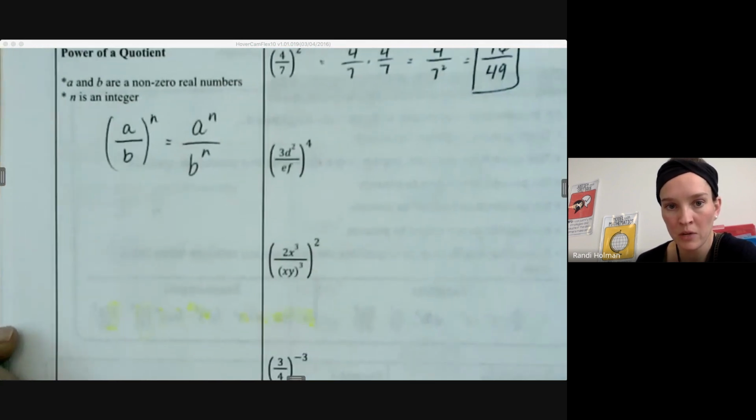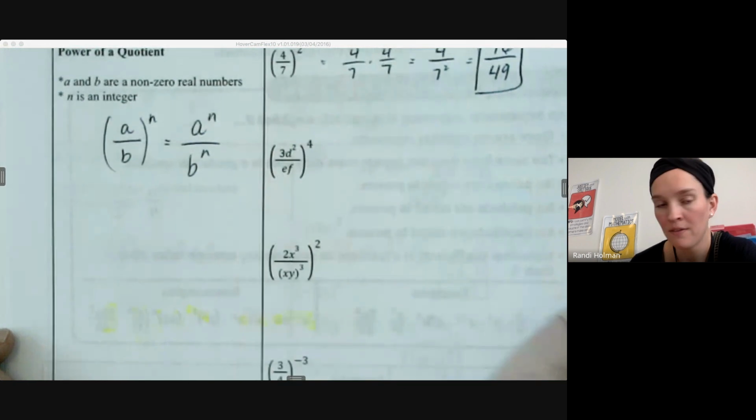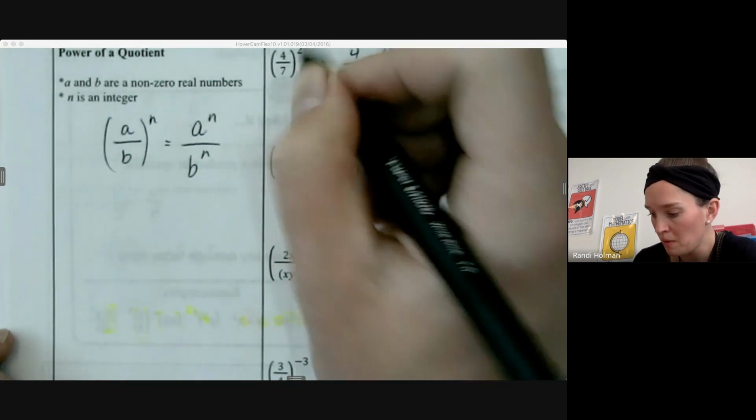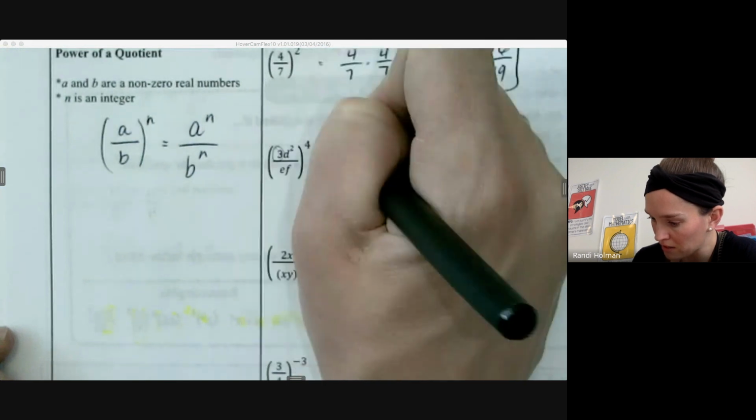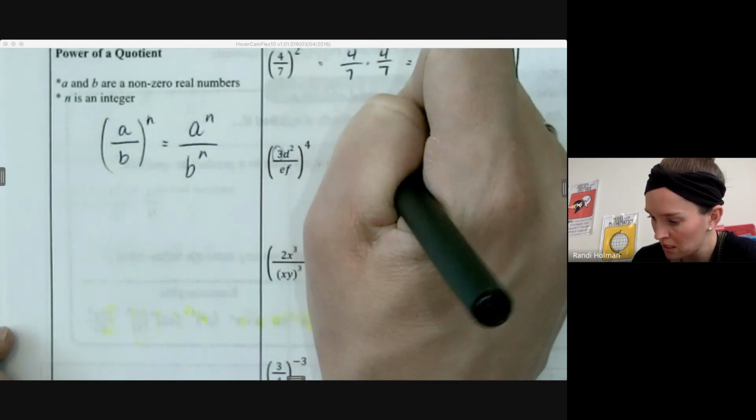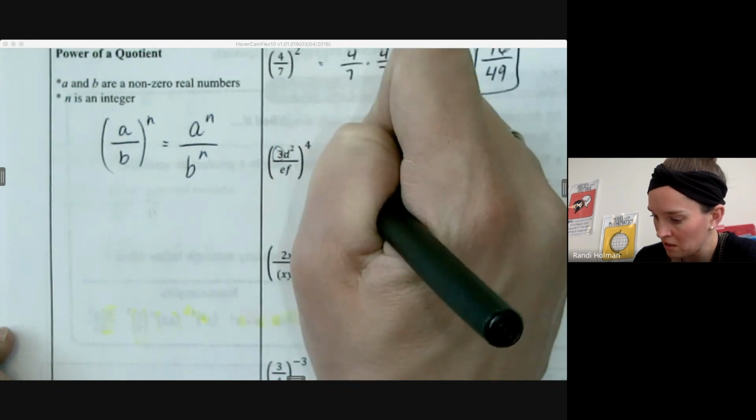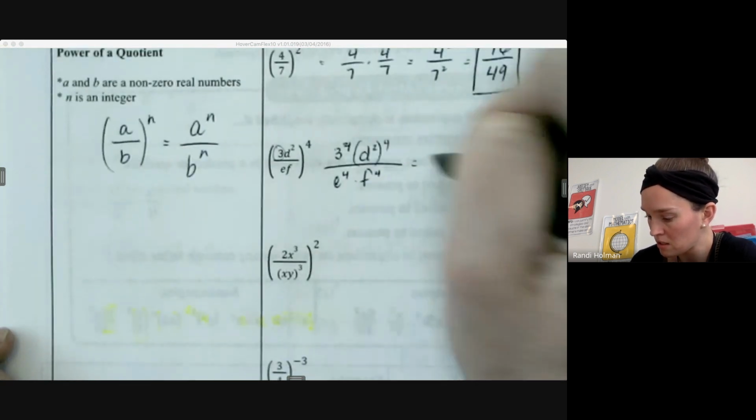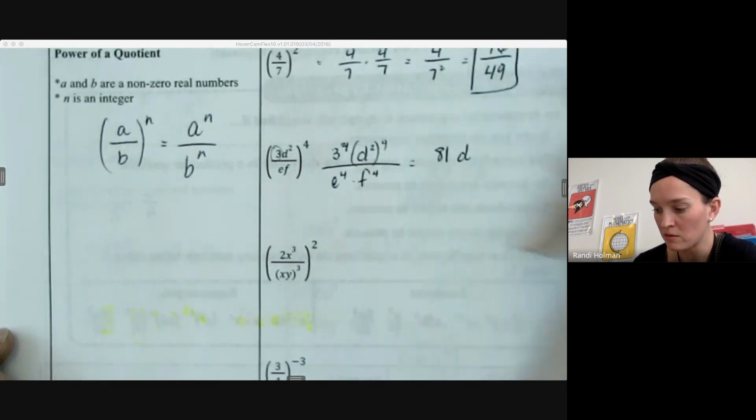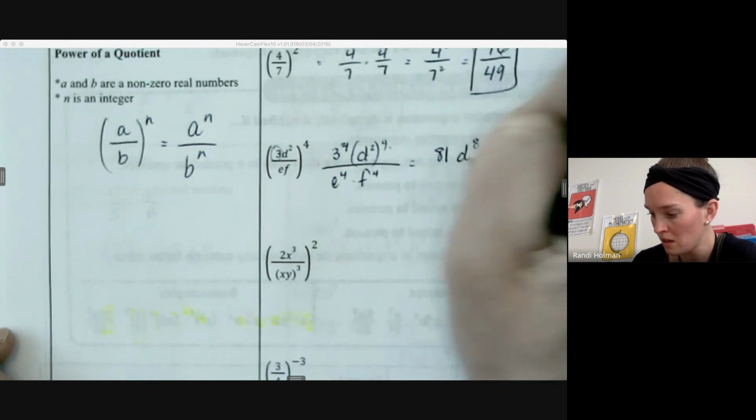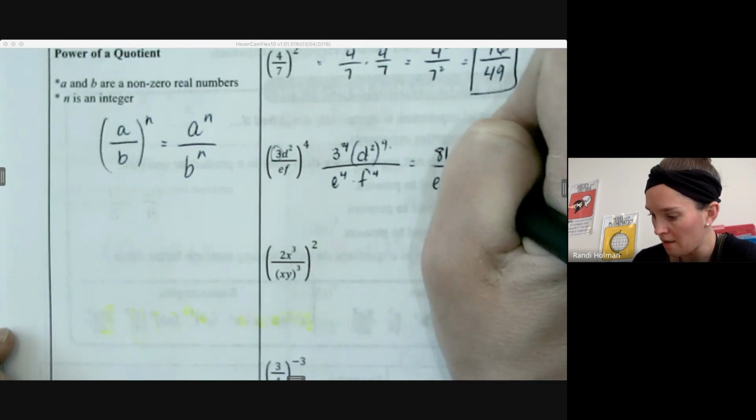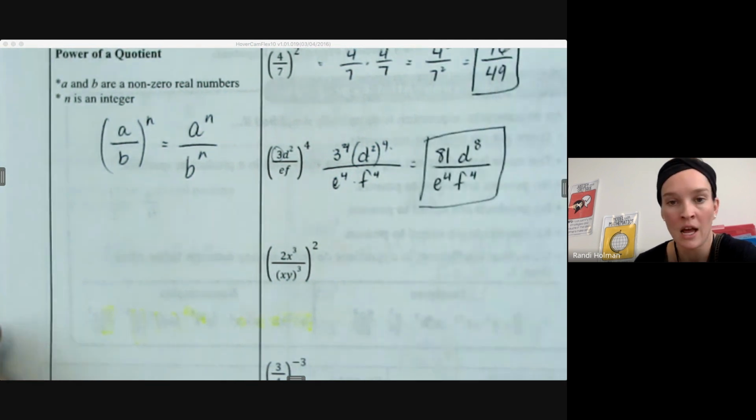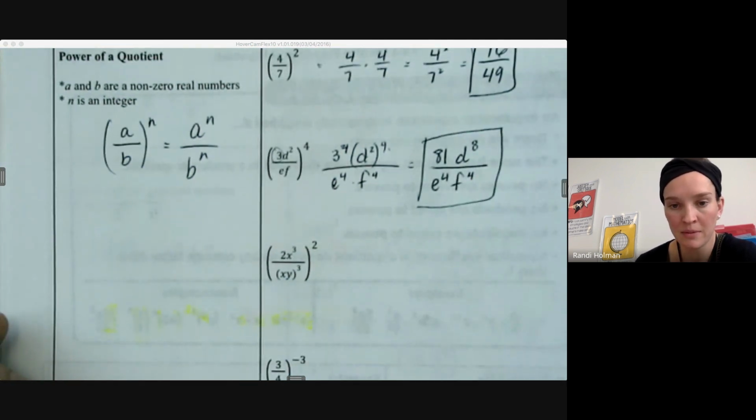Okay, here we want to be a little more careful because there's lots of things here. If you get stuck, just do it out 4 times, but this is 3, that's my first factor to the 4th, times d to the second to the 4th, over e to the 4th, times f to the 4th, which is 3 to the 4th is, 3 times 3 is 9, 9 times 9 is 81, d to the power to a power, this is 4 groups of d squared, so d to the 8th, over e to the 4th, f to the 4th. Okay, don't have any like bases, can't simplify my fraction. No negative exponents, no zero exponents.